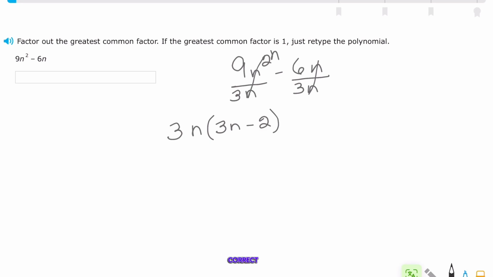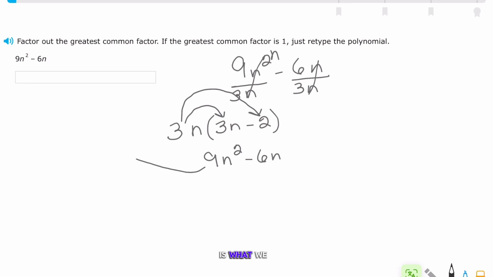How do I know this is correct? So when I multiply the 3n back into that, I get 9n squared. And when I multiply the 3n to the negative 2, I get minus 6n, which is what we have right here. And that is your result. So 3n times 3n minus 2.